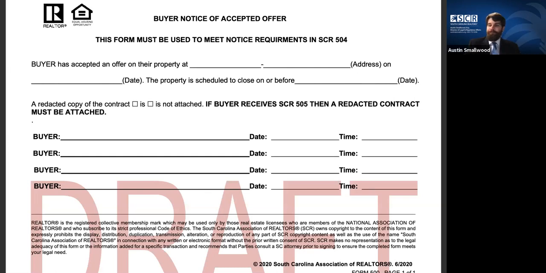So previously, we had, hey, the buyer's going to give you notice that they've accepted a contract, but it was sort of, how do we do that? Do we do that through an addendum? Do we do that through an email? Do we do that through a text message? So now we have a formal form for you to use.